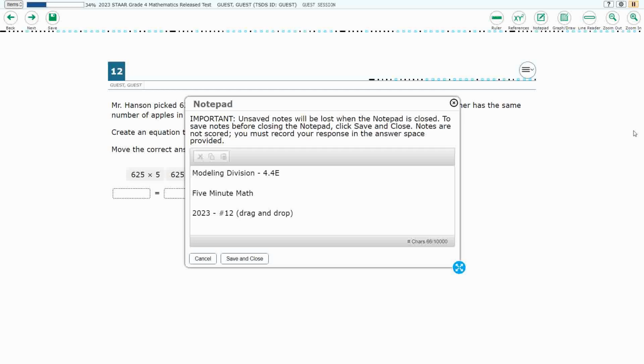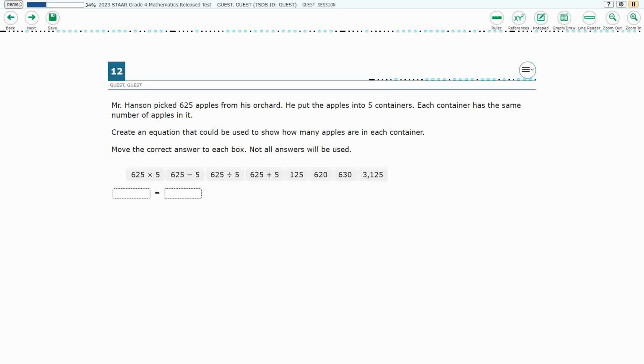Today we are looking at the fourth grade concept of modeling division. This is standard 4.4e in the great state of Texas, and we are using item number 12, which is a new item type called drag and drop, from the 2023 released STAAR test. If you haven't done so already, please go ahead and take a moment to pause the video, work this problem out on your own, unpause it, and we will look at our answers together.